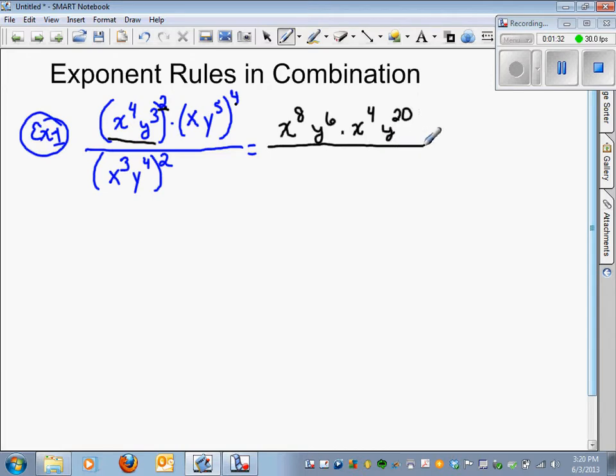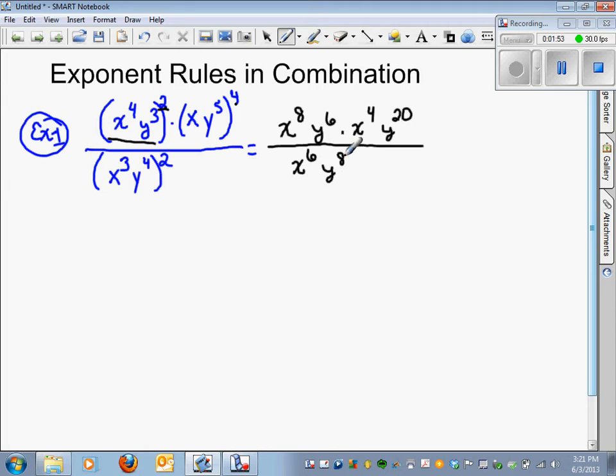X to the third, y to the fourth raised to the second. Well, if we have x to the third and we do that twice, 3 2 times is going to give us 6 x's. So that's x to the sixth. And then y to the fourth raised to the second. So if we have 4 y's and we do that twice, we get y to the 8th.